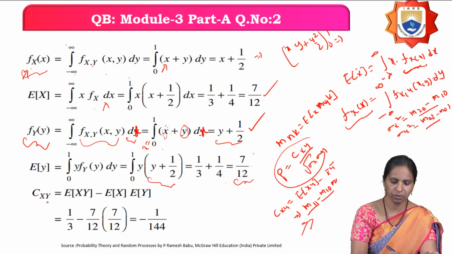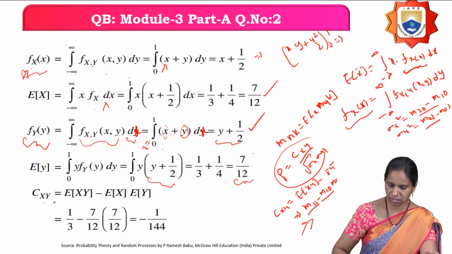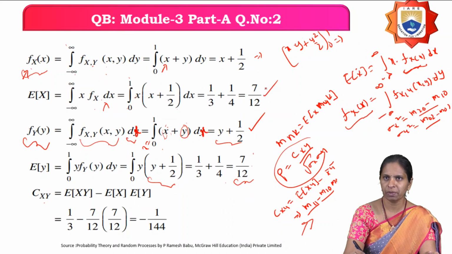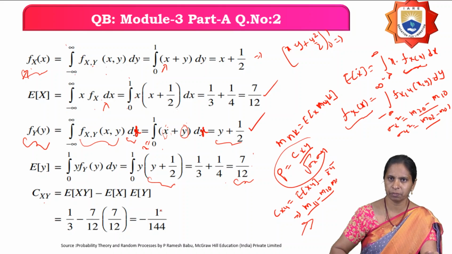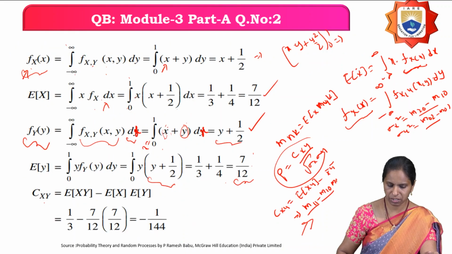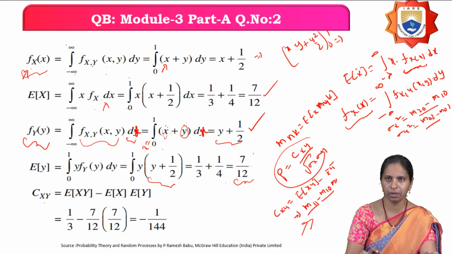Then what is the covariance formula here? What is E of xy here? 1 by 3 minus the mean of the random variable x, 7 by 12, into 7 by 12. Then here it is nothing but minus 1 by 144. So this is the covariance of the random variables x and y.